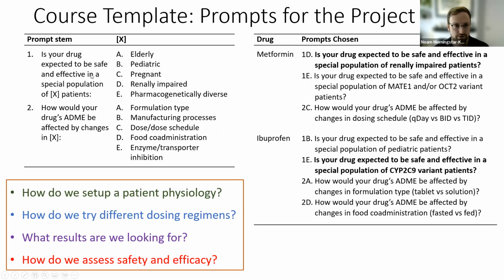And then for this first prompt stem, and to an extent for the second, how do you assess safety and efficacy? Because this all comes back to the end user of these drugs being patients, and safety and efficacy is really important for our patients. And that's an area that really prompted the students to go out and look in the literature outside of GastroPlus for, hey, what's the toxic level for this drug? This other drug, what's the EC50? What do I need to get it to reach that concentration? Does this new simulation fall within the therapeutic range that I found?